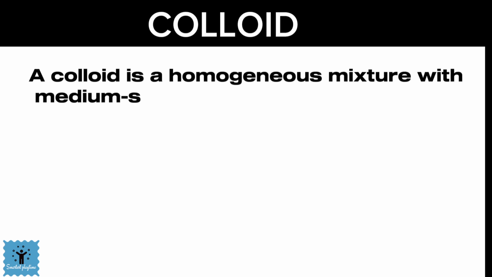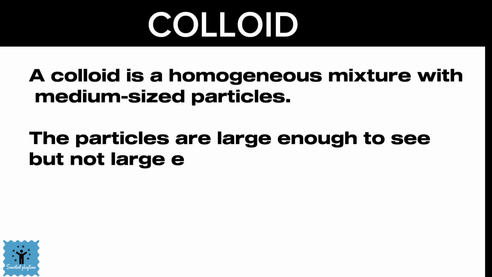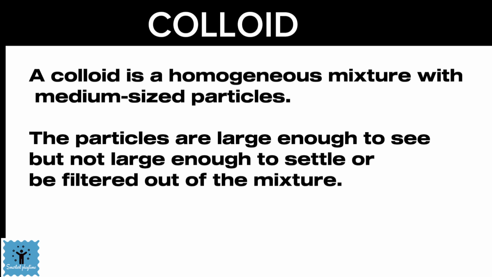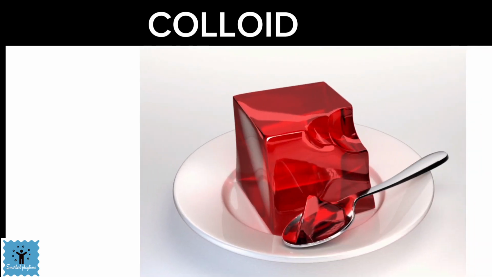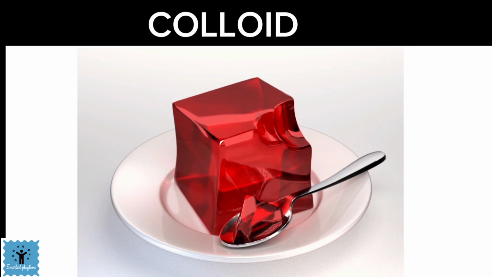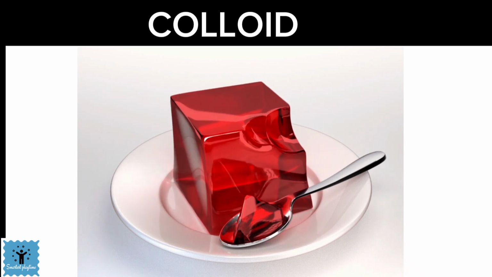Second category is the colloids. Colloid is a homogeneous mixture with medium-sized particles. The particles are large enough to see, but are not large enough to settle or to be filtered out of the mixture. For example, the gelatin in this dish is a colloid. It looks red because you can see the red gelatin particles in the mixture. However, the particles are too small to settle to the bottom of the dish.